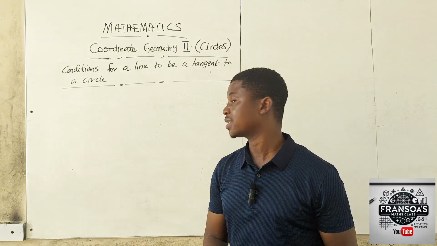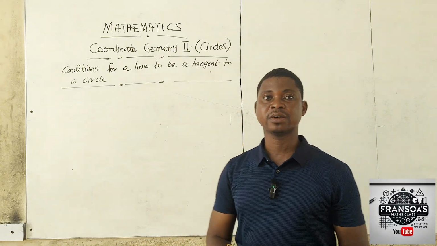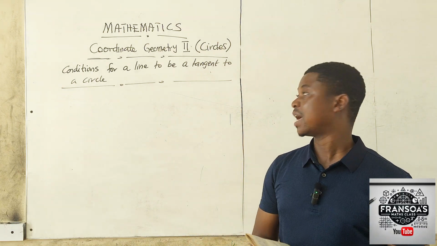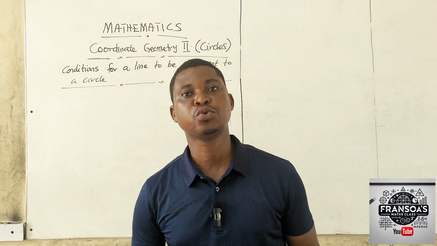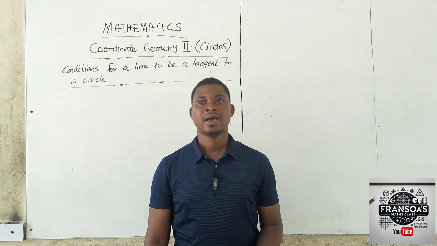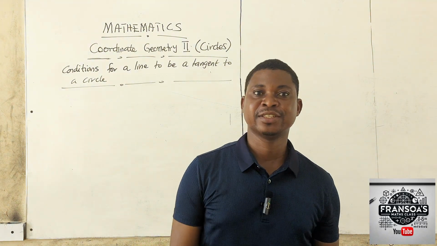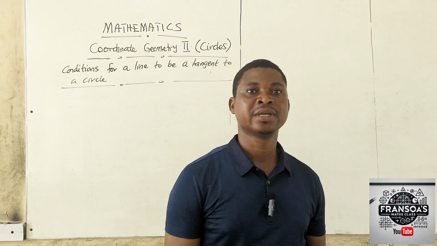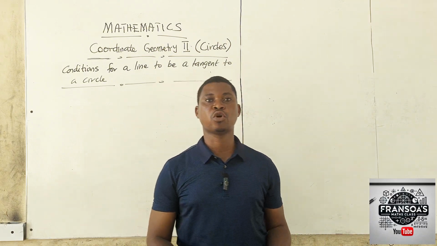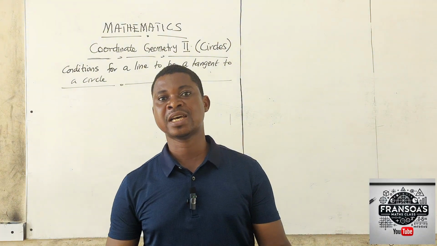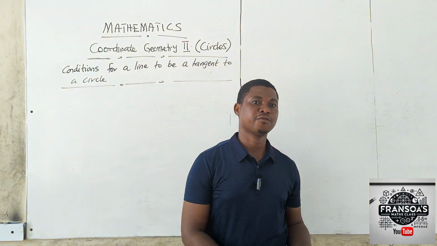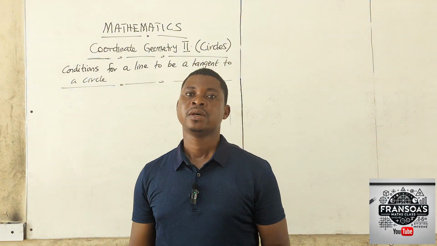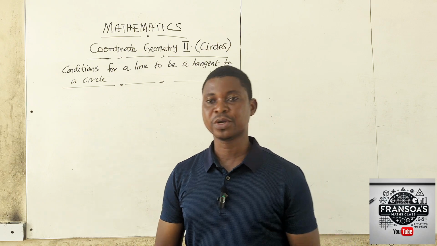Today we are going to look at coordinate geometry 2, circles, and this time we are going to look at the condition of a line to be a tangent to a circle. For a line to be a tangent to a circle, it means that the perpendicular distance drawn from the line to the center of the circle should be equal to the radius of the circle. So this time we are going to look at that.